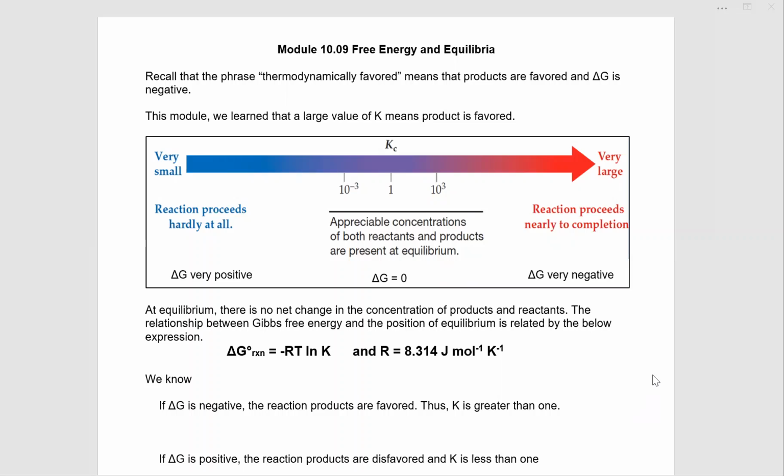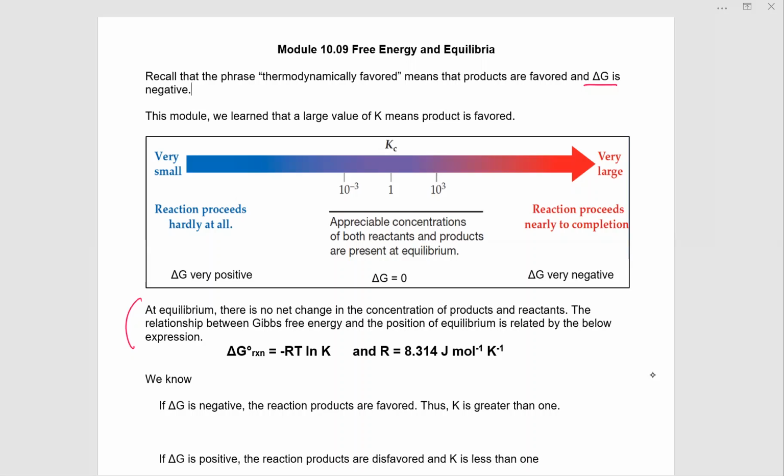We're on module 10.09, which is free energy and equilibria. So we're going to go back to thermodynamics. Recall that the phrase thermodynamically favored means that products are favored and delta G is negative. In this module, we learned that a large value of K means product is favored, which means that we can put the ideas of K and delta G together.